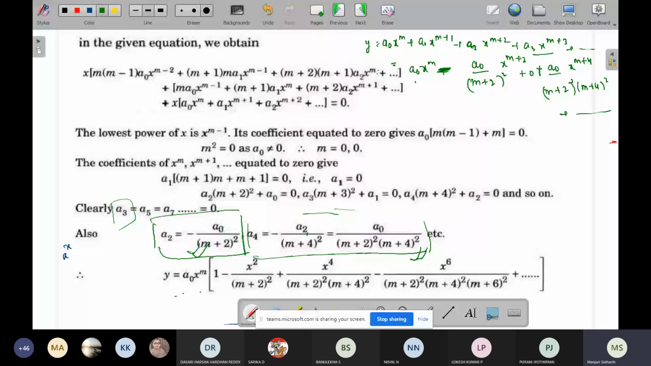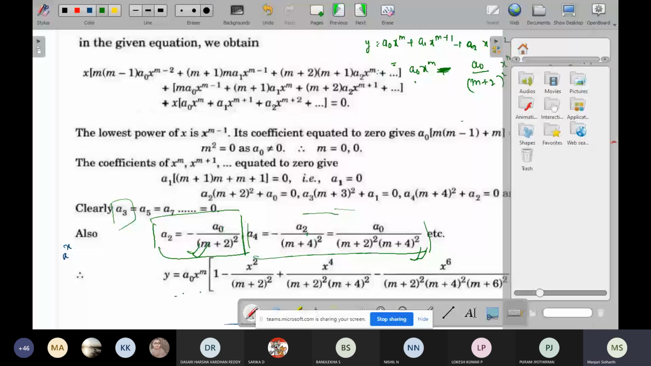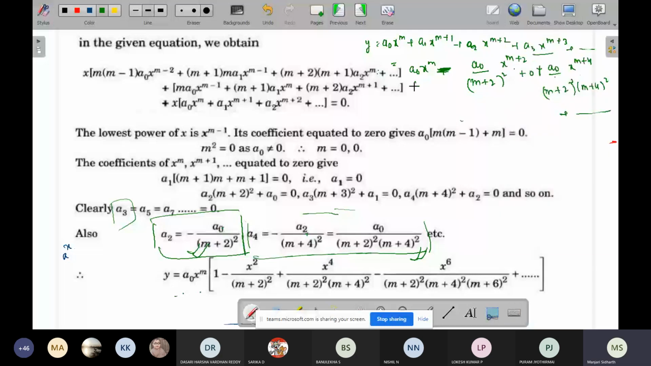See, A0 x power m, A0 x power m plus 2, A0 x power m plus 4. So you can take A0 x power m common, right? So when you are taking A0 x power m common, you will get 1 here, so 1. Then x square, x power m already taken common, so x square over m plus 2 whole square, x power 4 over m plus 2 whole square, m plus 4 whole square. So in symmetry, you can write x power 6 also, like m plus 2 square, then m plus 2, m plus 4. In the next term, it would be m plus 2, m plus 4, m plus 6 square, right?